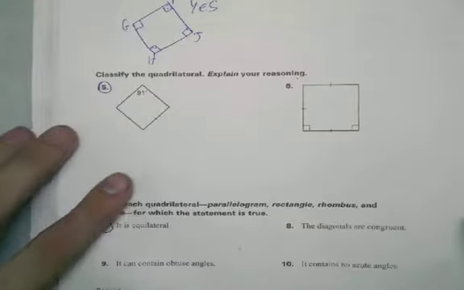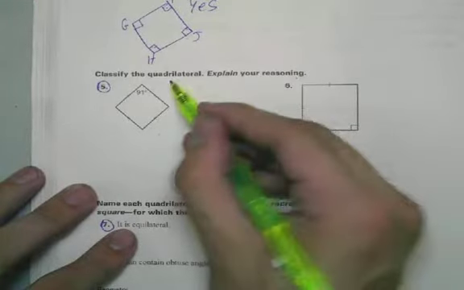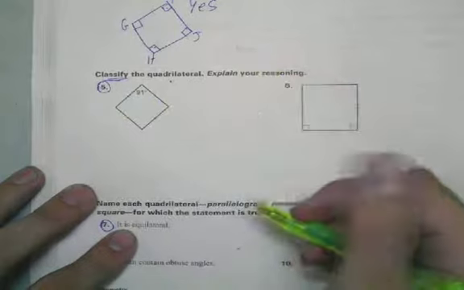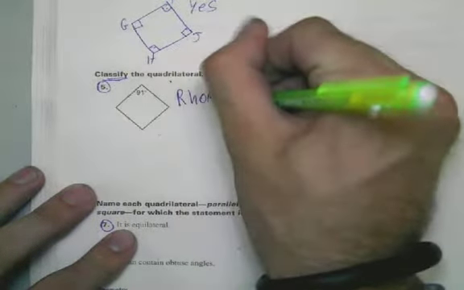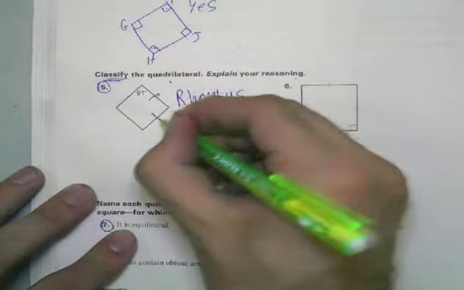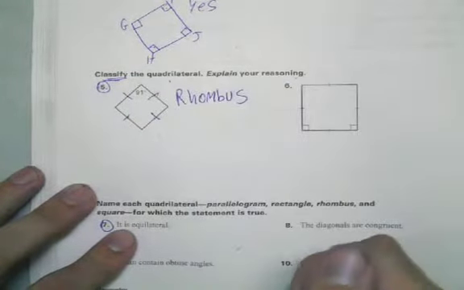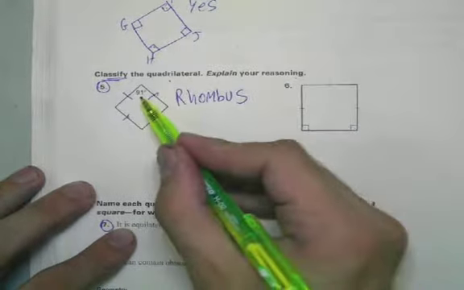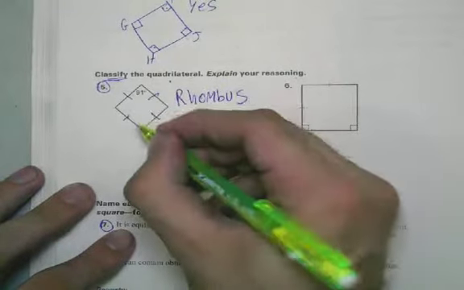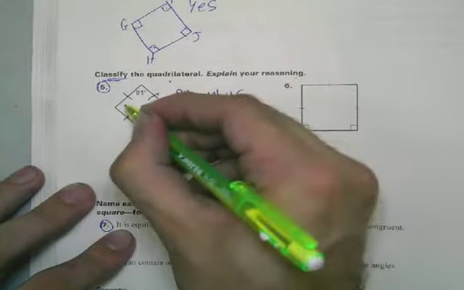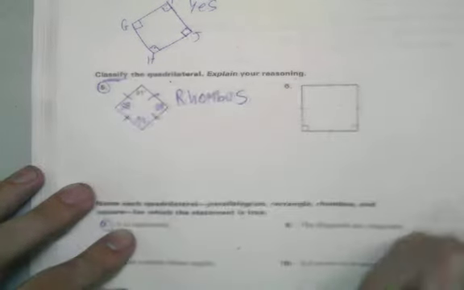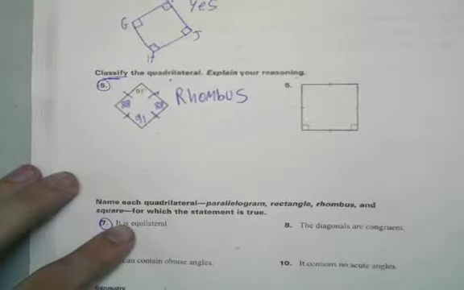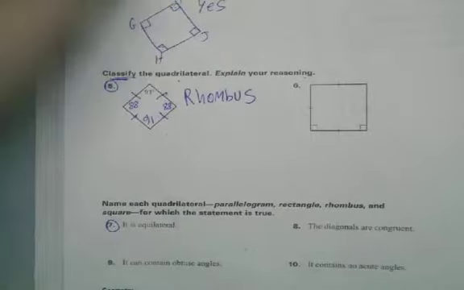Okay, next one. We want to classify this quadrilateral. Classify means name it. I'm going to say that it's a rhombus, because I know that all four sides are congruent, but it's not a square, it's not a rectangle, because one angle is 91 degrees. That means that this will be 91 degrees. This will be 88, and this will be 88 as well. That makes it all 360.